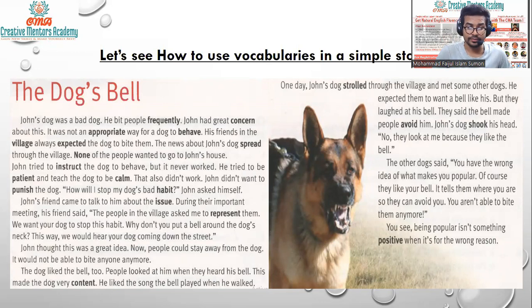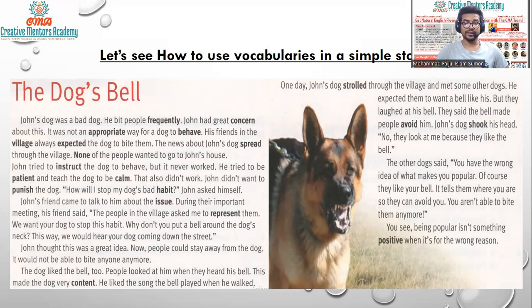"How will I stop my dog's bad habits?" John asked himself. John's friend came to talk to him about the issue. During their important meeting, his friend said, "The people in the village asked me to represent them. We want your dog to stop this habit. Why don't you put a bell around the dog's neck? This way, we would hear your dog coming down the street." John thought this was a great idea. Now, people could stay away from the dog. It would not be able to bite anyone anymore.